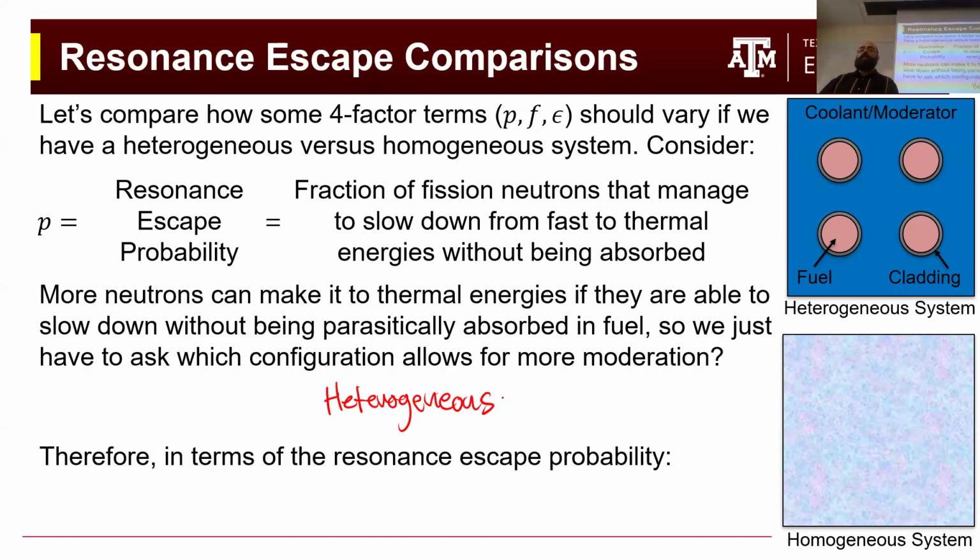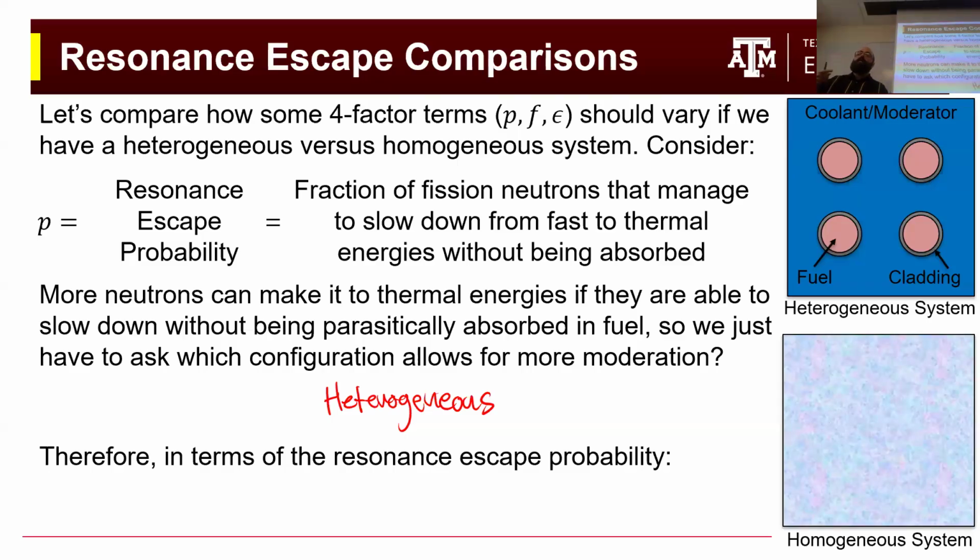The heterogeneous system is going to allow for more moderation. It's also going to mean that there's less parasitic absorption in the fuel, because I have neutrons more able to get to thermal energies where they're outside of that resonance region, where the resonance absorption in the fuel would be high.